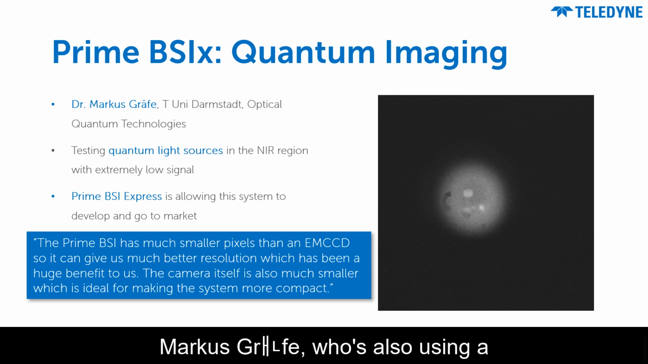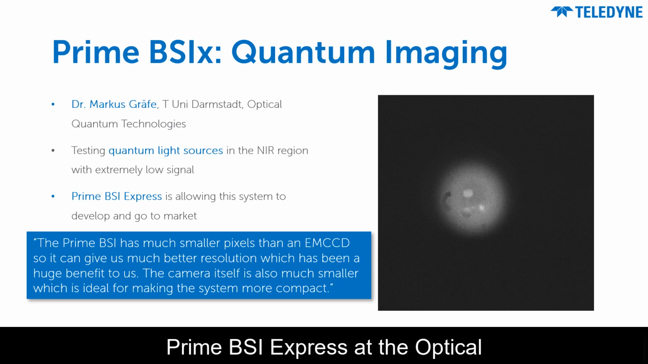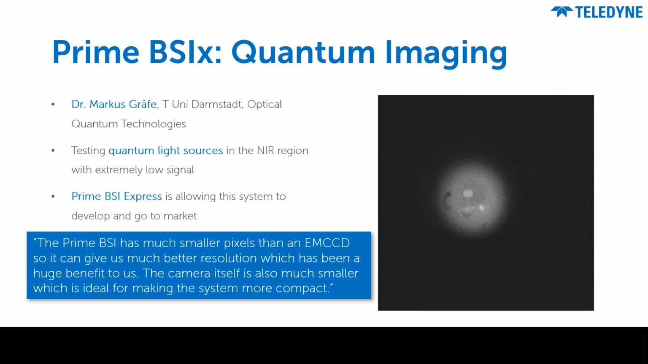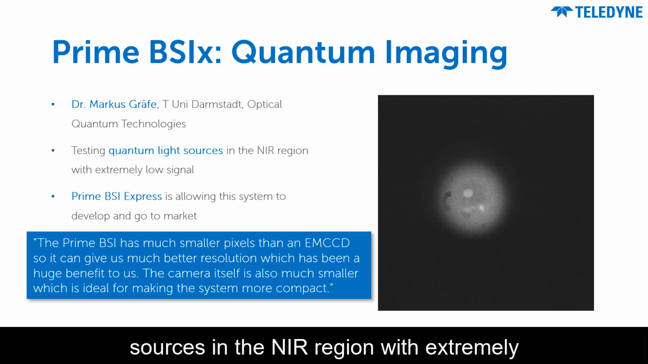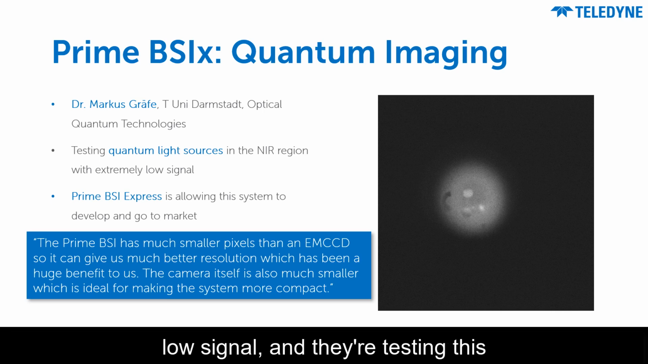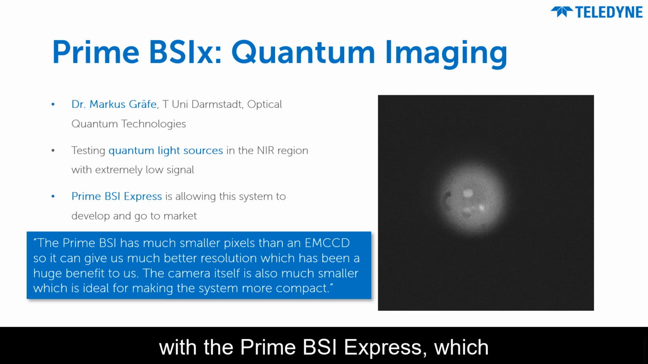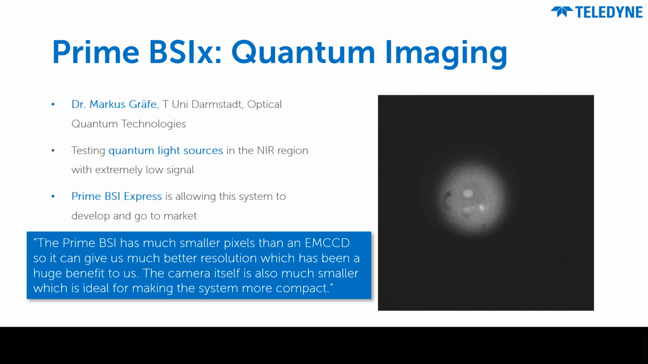And lastly, from our speaker, Dr. Markus Gräfe, who's also using a Prime BSI Express at the Optical Quantum Technologies Group. They're developing quantum light sources in the NIR region with extremely low signal, and they're testing this with the Prime BSI Express, which is allowing the system to develop. Because it has smaller pixels than an EMCCD, it can give you a much better resolution, and you can make the system itself more compact because the camera is much smaller.